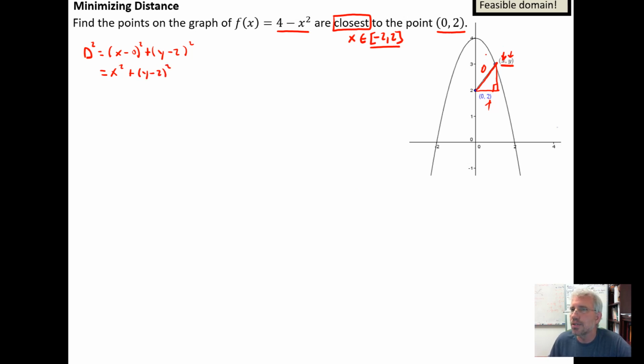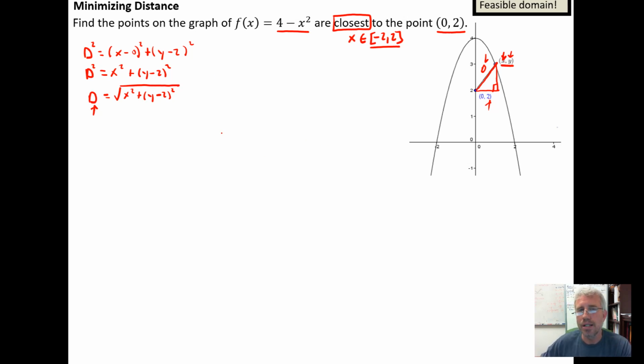Now the length of this line segment D would be gotten by taking the square root of both sides of this relationship and taking the positive square root. So the distance we're trying to minimize, big D, is the square root of x squared plus (y minus 2) quantity squared.